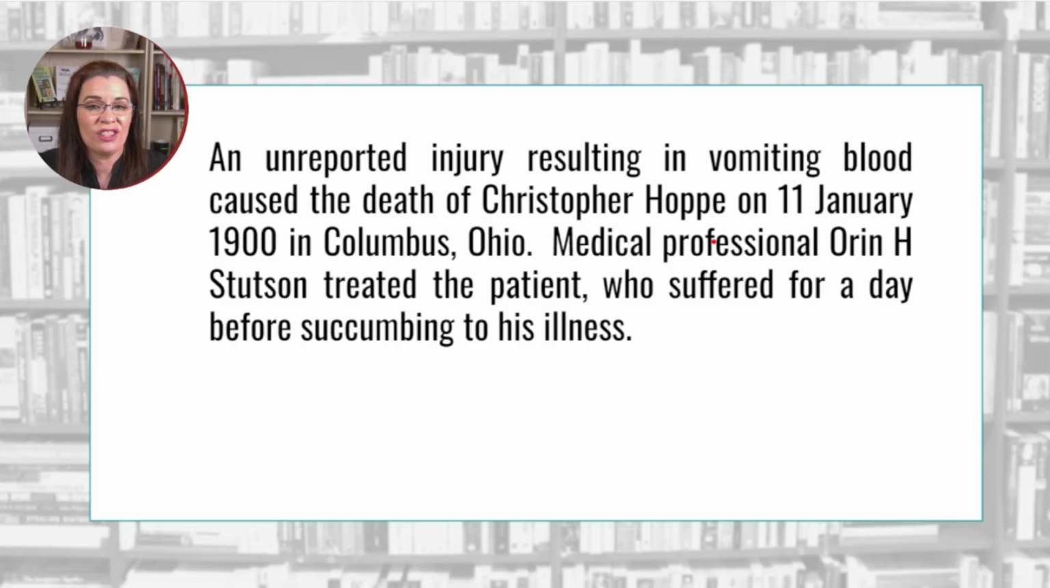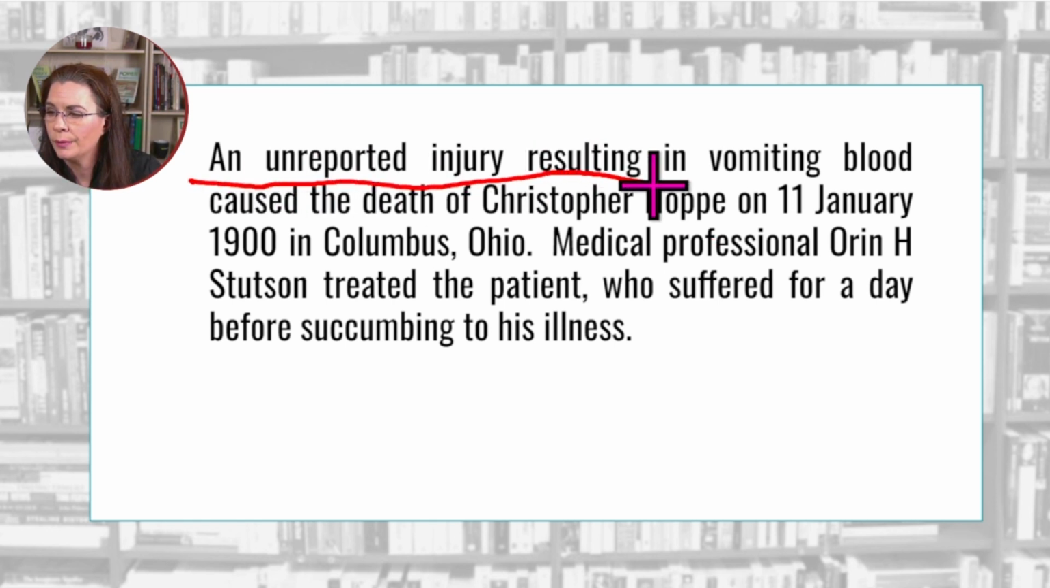This is the enhanced story that began with the death record for Christopher Hoppe. I will mark up this story and tell you where I obtained each piece of information. An unreported injury resulted in vomiting blood. On the death certificate, Christopher's cause of death was listed, and I didn't know what it was or even how to say it. So I looked up the symptoms of the disease and used that instead of the listed cause of death. The remaining details on this slide are from the death certificate.